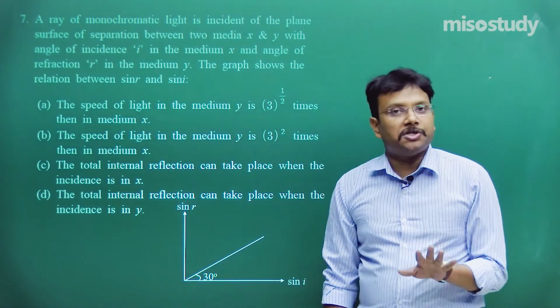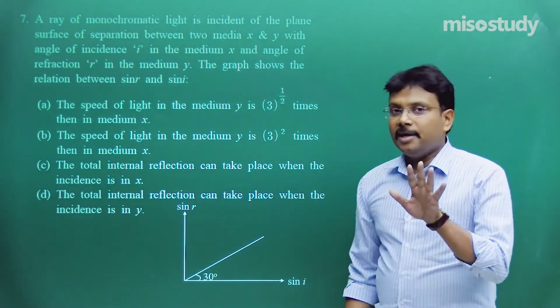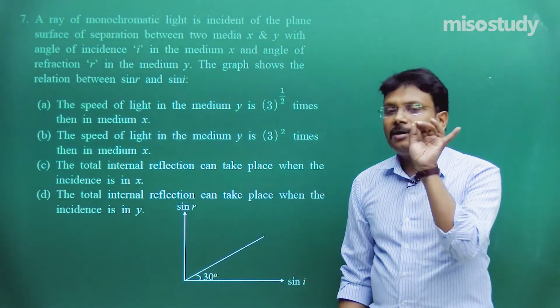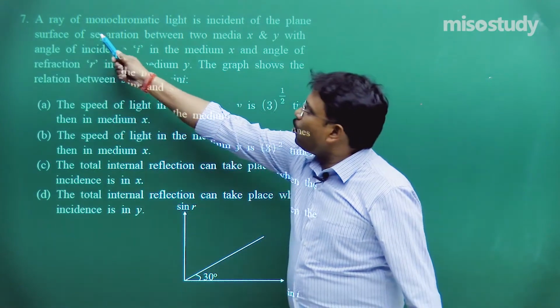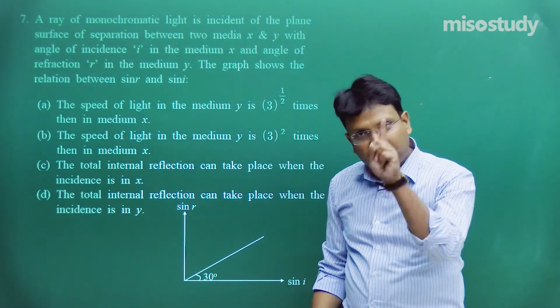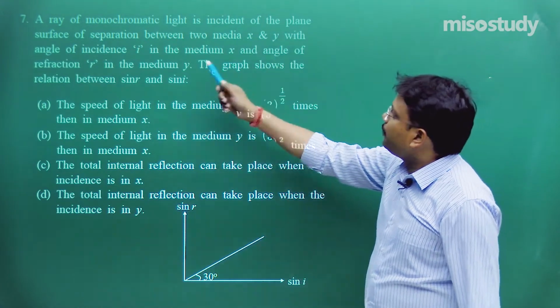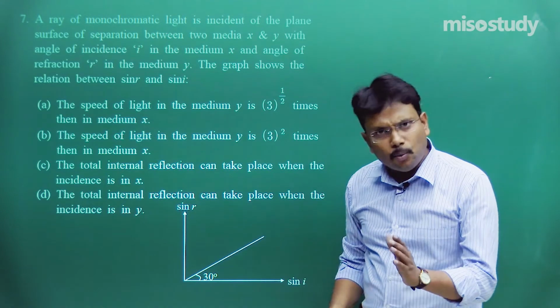Whenever you are reading a question, repeatedly I am explaining this aspect. Whenever you are reading a question, please try to mark important aspects. Over here, monochromatic means only one wavelength applied. Fine. Incident on the plane surface of separation between two media, X and Y.